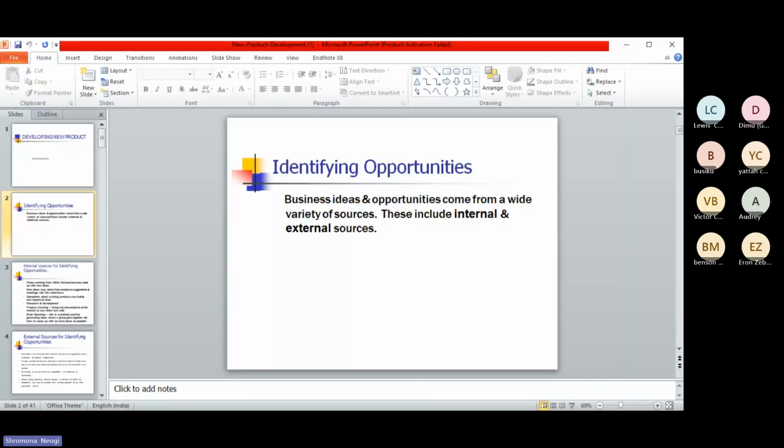We'll talk about all this in detail. The first idea that I want to tell is, whenever in operations we are developing a new product, identifying opportunity, that will my product overall go well in the market or not, becomes very important. This includes internal and external sources. Let's go deep and see.